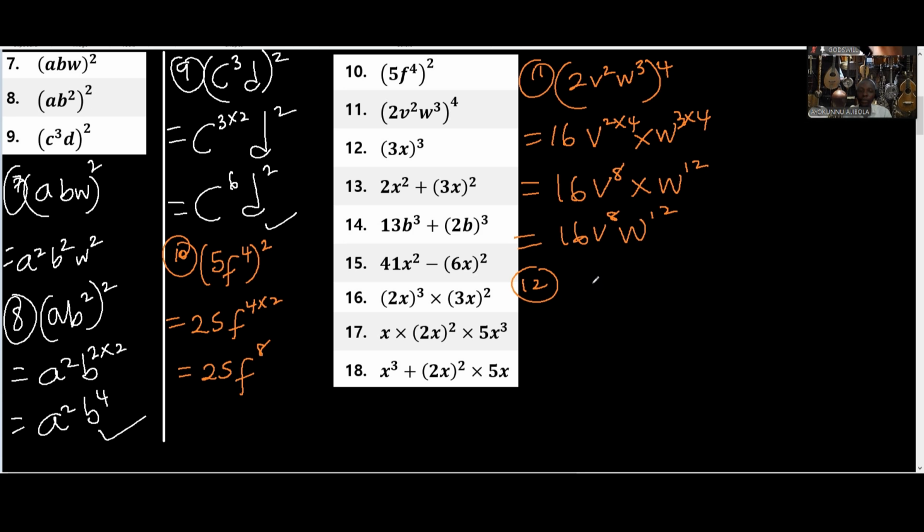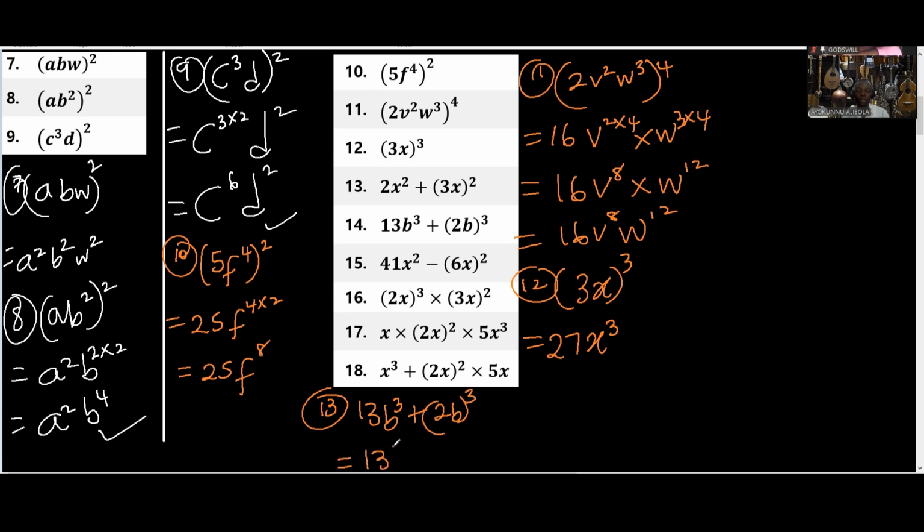So we have 3x raised to power 3. So 3 raised to power 3 is 27, then x raised to power 3. That's it. Then number 13, we have 13b cubed plus 2b all raised to power 3. So this is 13b cubed plus the 2 in the bracket raised to power 3 is 8, then b raised to power 3. Since they are both b cubed, 13 plus 8 is 21b cubed.